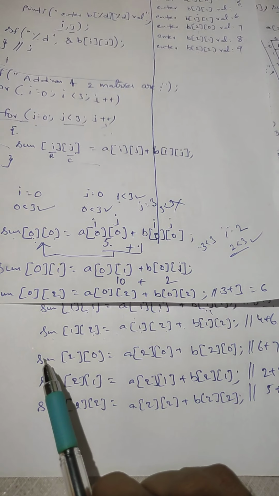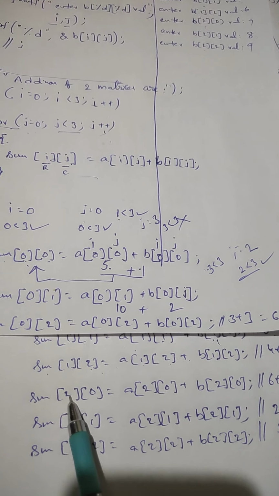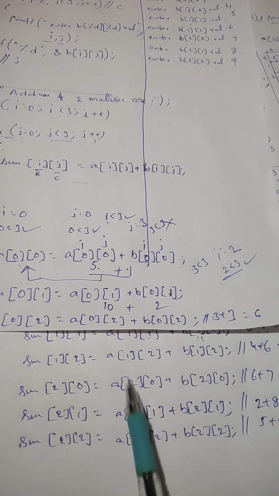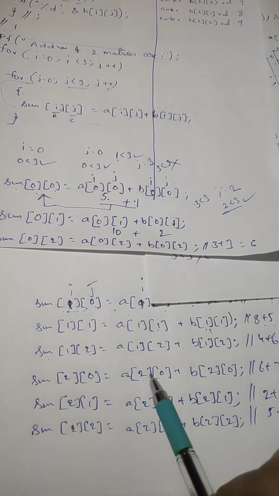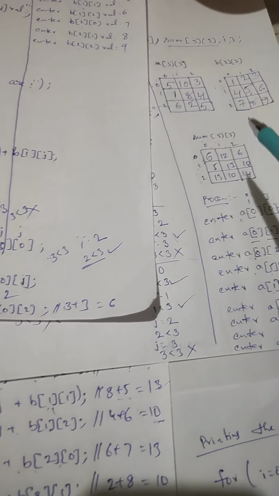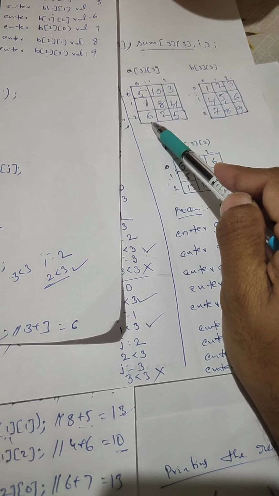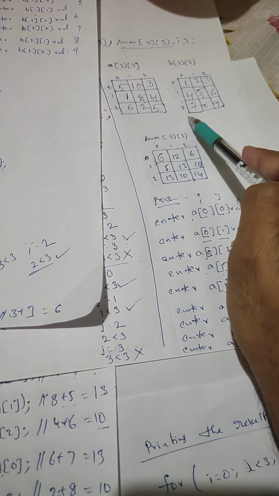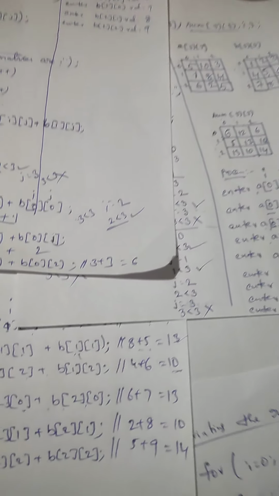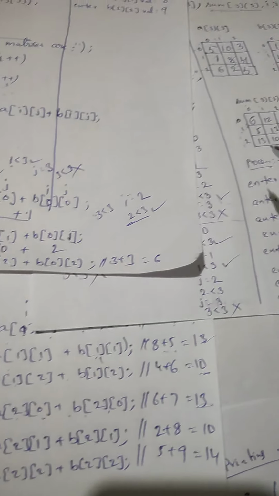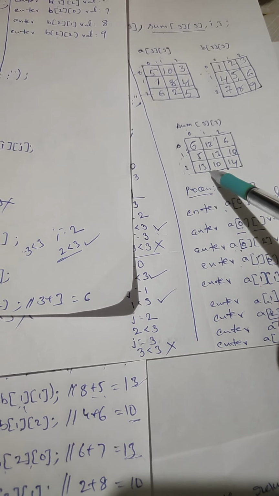So in that case sum of I value is 2 and j value is 0, equal to a of I value 2 and j value 0, a of 2 0 plus b of 2 0. The a of 2 0 value is 6 and the b of 2 0 value is 7. 6 plus 7 is 13. That result is stored in sum of 2 0.